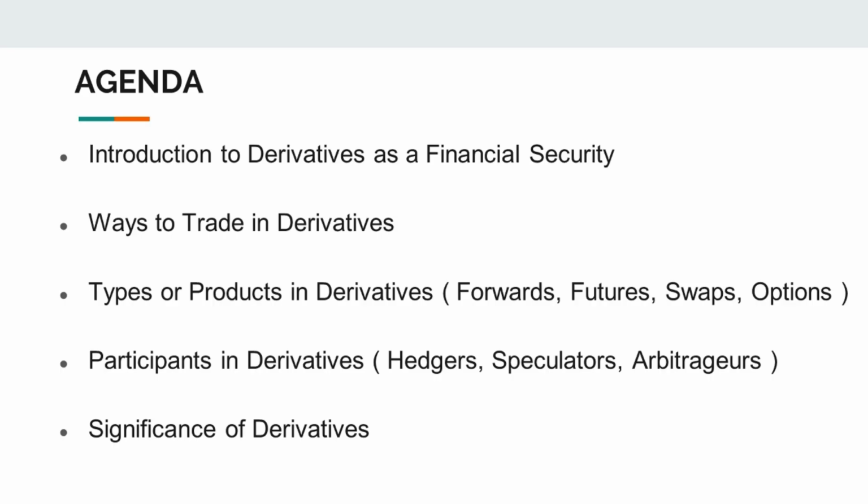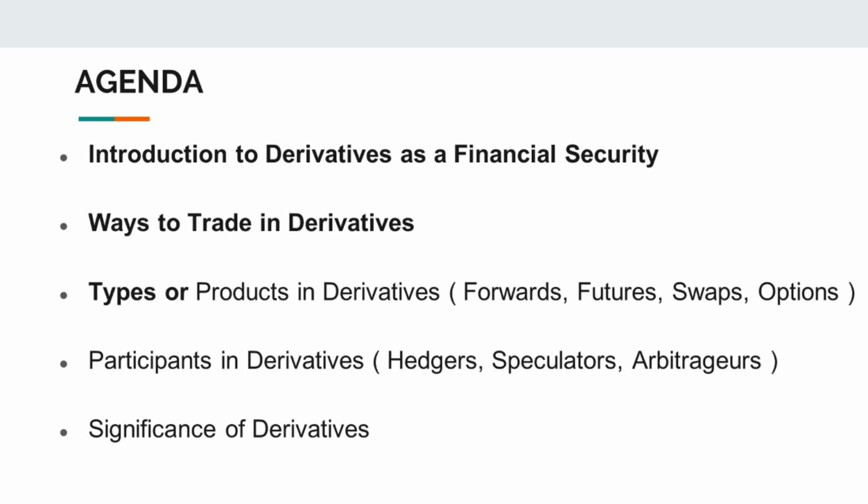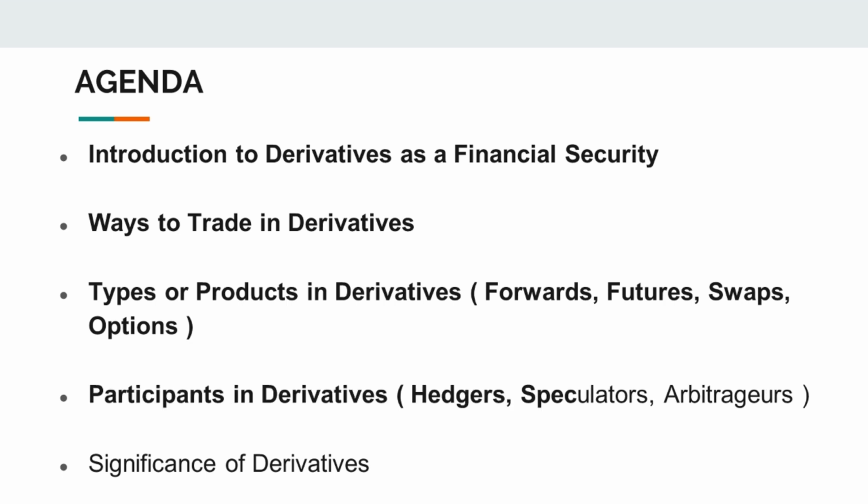So let's get started with the agenda for this video. In this video we would be covering Introduction to Derivatives as a Financial Security, Ways to Trade in Derivatives, Types or Products in Derivatives like the forwards, futures, swaps and options, Participants in Derivatives which are hedgers, speculators and arbitrageurs, and at last we would have a look at the significance of derivatives.